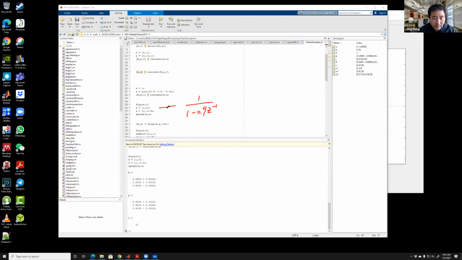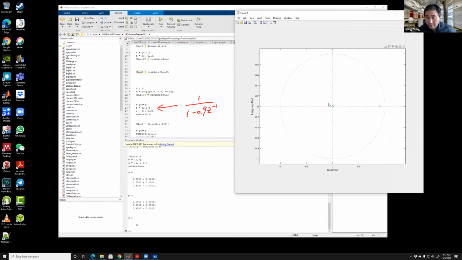So this is what I have. I have a 0 at the origin. It's at the origin, usually omitted. And then I have a pole at 0.9. That's what we have here, exactly. So you can use zplane. Very easy to show that.